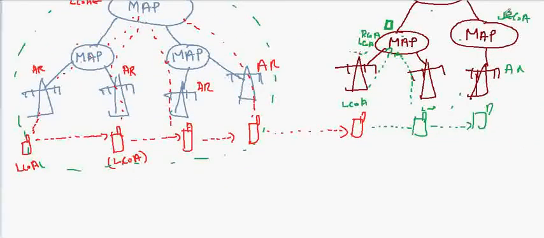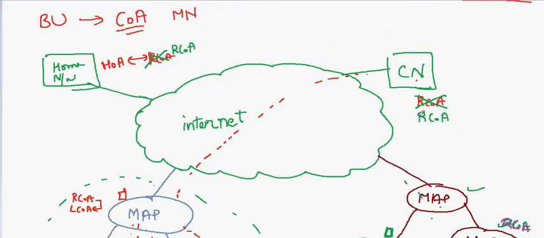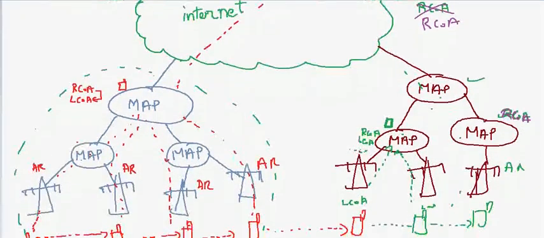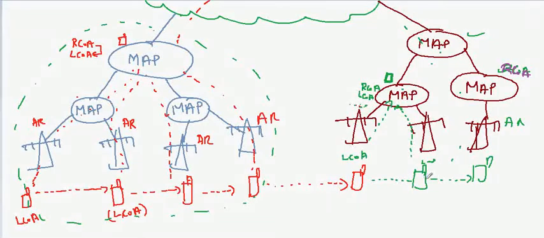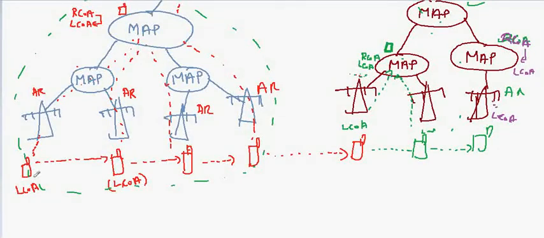So assume that this MAP is giving a new regional care of address. Then it will inform the correspondent node telling it I have had a handoff, and also the home network telling it I have a handoff, and it will give the regional care of address via the binding update message. And then the local care of address is given by this access router, and that will be updated in this MAP.